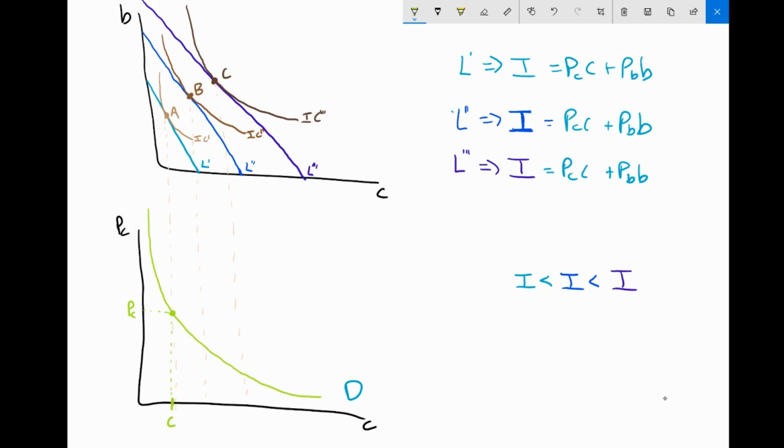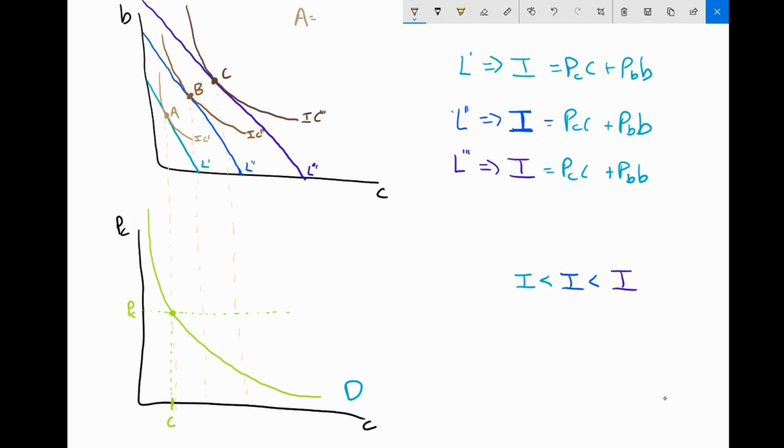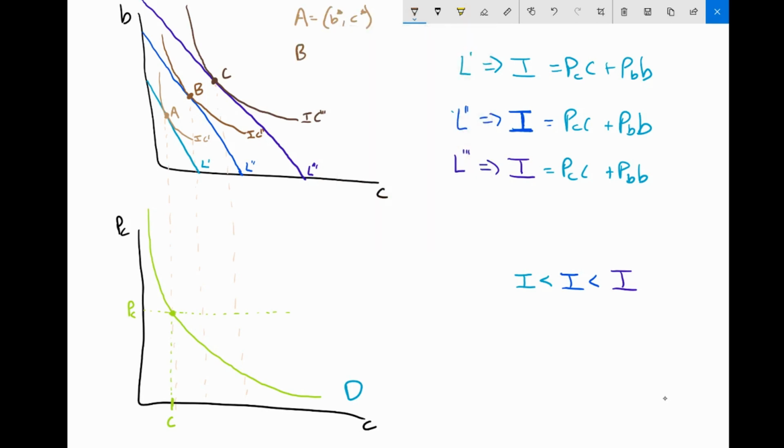What happens when I increase income is that nothing changes with the price. The price does not change. The price stays the same. The quantity demanded goes up. If we disentangle this, we can say, well, A equals some bundle B star and C star, and then bundle B will also equal some bundle of B star and C star, and bundle B is going to include more B and more C, so more bagel and more coffee.